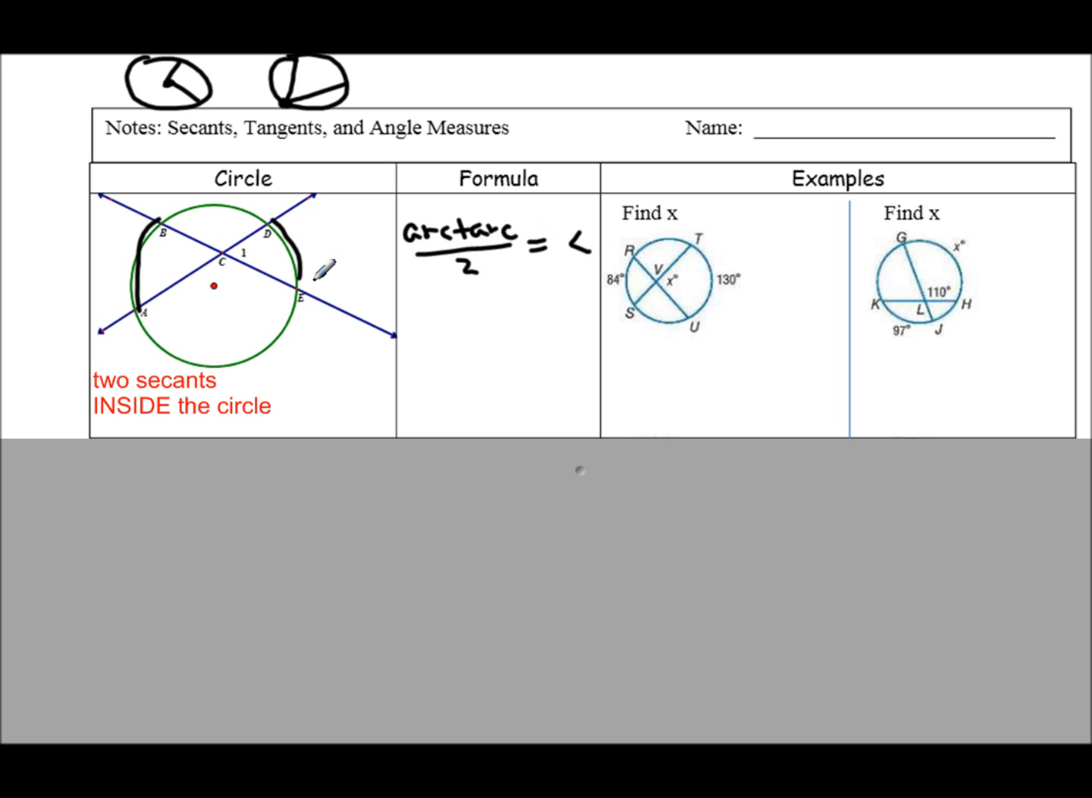And in this diagram, you'd have arc DE plus arc AB divided by 2, and it equals angle 1.